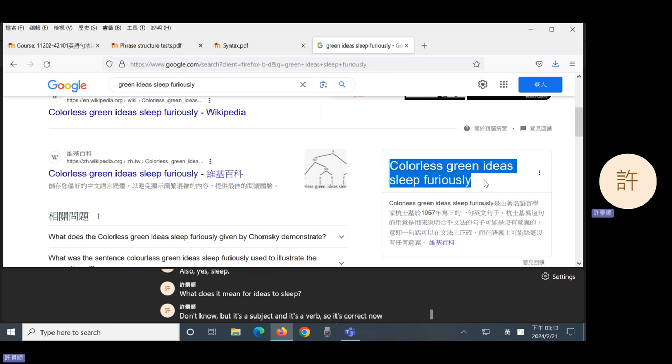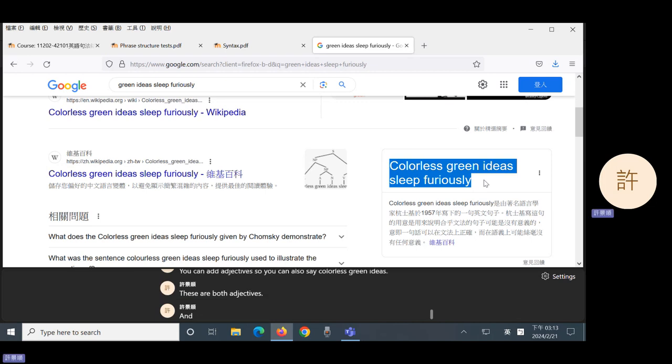Now, ideas. Can this noun be modified using adjectives? Yes, it can. Good ideas, bad ideas, new ideas. You can add adjectives. So you can also say colorless green ideas. These are both adjectives.